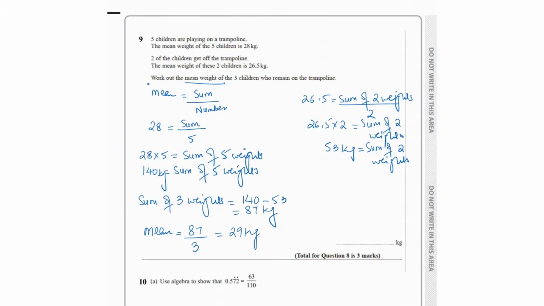So again, this is a very easy question. You're doing the same thing again. Using the mean and the number of children, you find the sum of the total weights, in this case, for both the 5 children and the 2 children. When we subtract them, we get the weight of the 3 remaining children. So when we have the weights of the 3 remaining children, we can divide that by the number of children, which is 3, to get the mean value. So that's your answer.